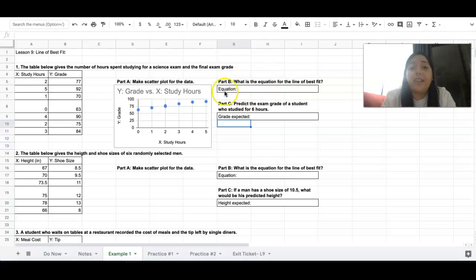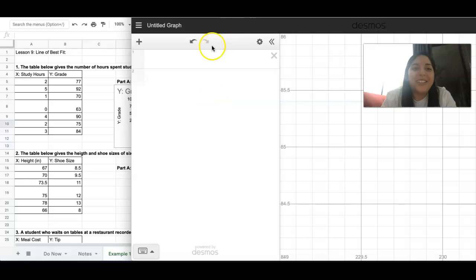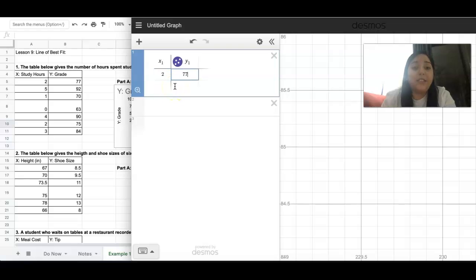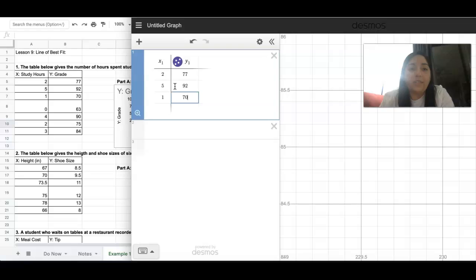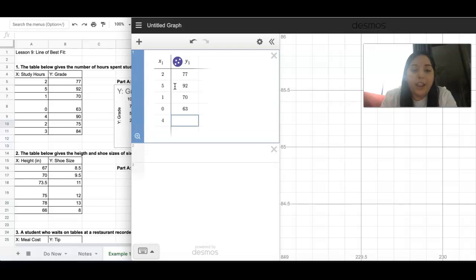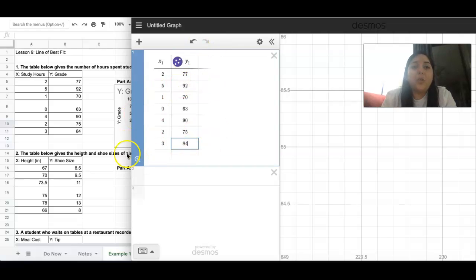Now I'm going to show you how to make that equation, which most of you are probably already familiar with. But this is just step one. Later on, I'm going to have to show you when there's a lot of data. So let's go to Desmos. We want to insert a table, and we're going to have to put it in by hand. So we're going to go 2, 77, 5, 92, 1, 70, 0, 63, 4, 90, 2, 75, 3, 84. Okay, so this would be your table.